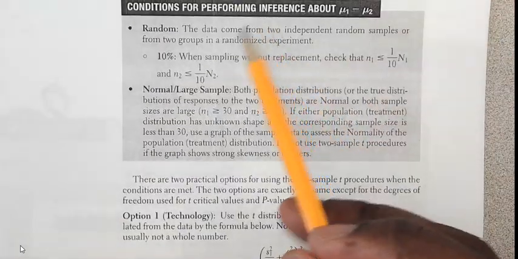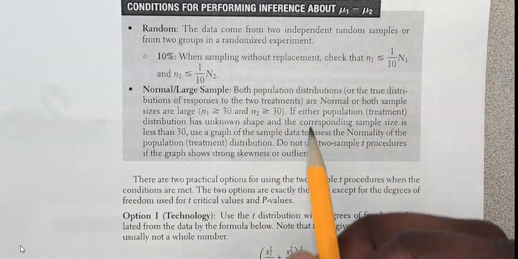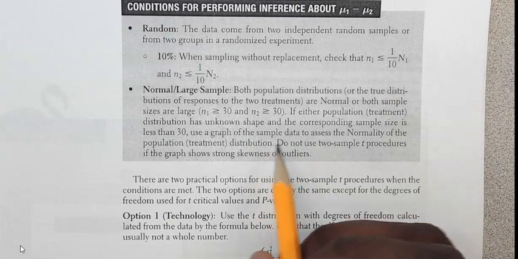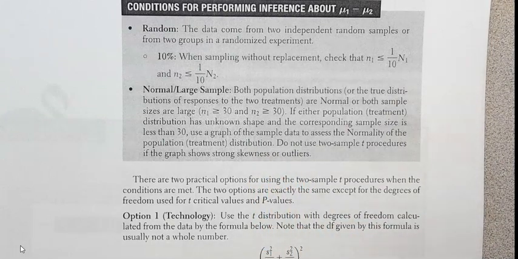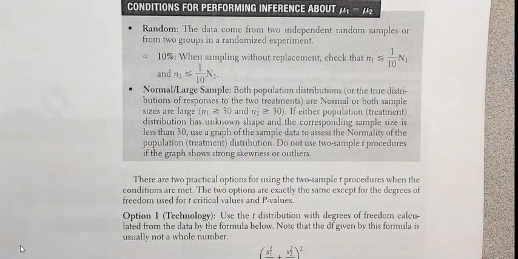All these rules still apply. Random, 10%, large enough sample being greater than 30. It has to be normal though. So if the sample is not normal, you can't actually use the t-distribution for it. So it has to be a normal distribution or come from a normal distribution or have a sample size greater than 30.